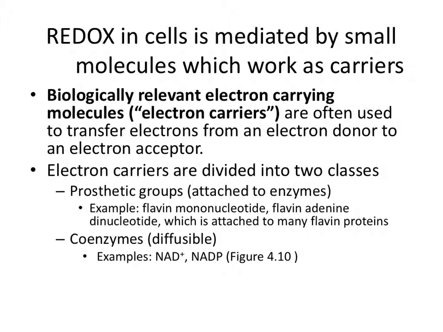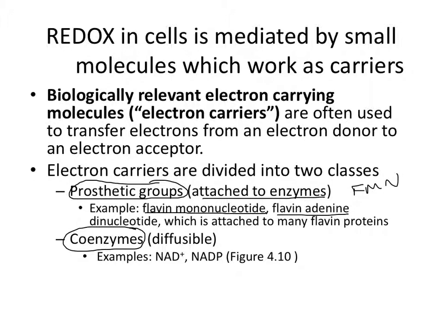So cells have 2 types of electron-carrying molecules. They have a type that is referred to as a prosthetic group and a type that is referred to as a coenzyme. Prosthetic groups are attached to enzymes typically. Examples of prosthetic groups are flavin mononucleotide, FMN, and flavin adenine dinucleotide, or FAD. Okay? These are common groups that are attached to proteins, which then earn the name flavin proteins, and they're very important, for example, in electron transport chains.